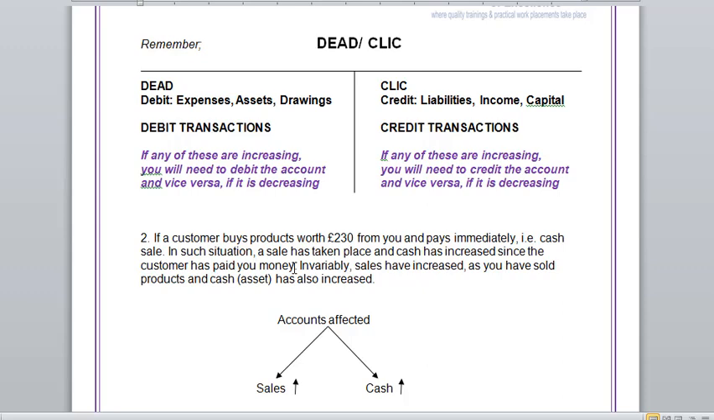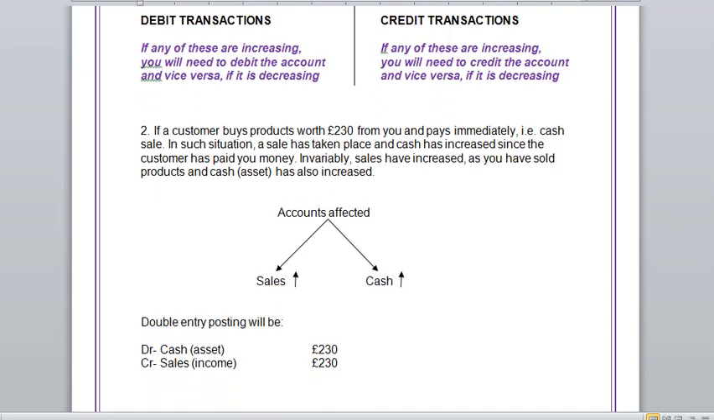So I ask myself, sales, what side? It's on the CLICK. It's income to us, so it's going to be a credit. And I ask myself, cash, what is it to me? Cash is an asset, so it's increasing. You will debit cash and credit sales with £230.